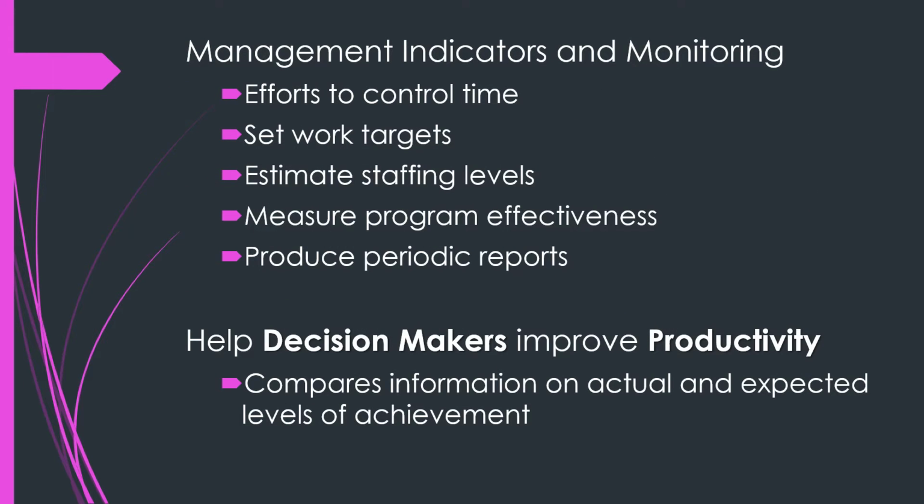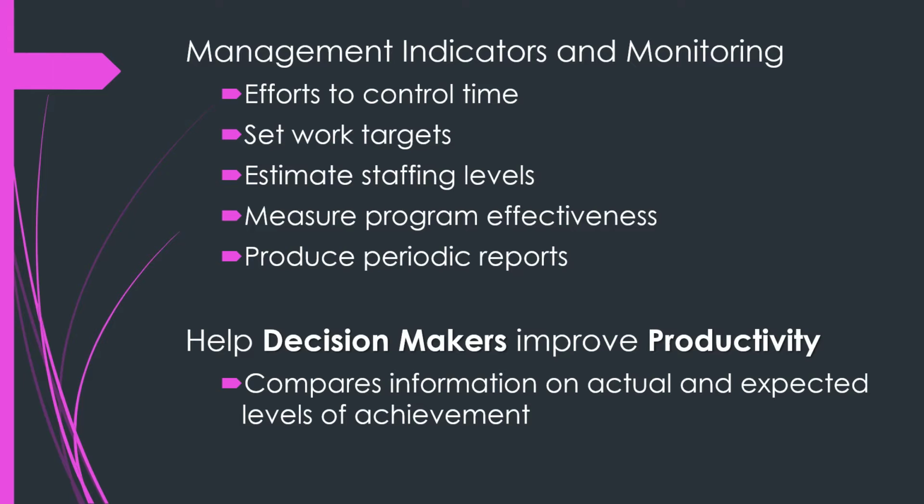Then we can look at management indicators and monitoring. So overall, there's a few things we can do as a manager. We can control time. And this really means how much time do we spend on certain things? How much time do we spend in the planning process, on maintenance, or whatever it may be? You really want to make sure that you're utilizing the time the best way possible. We can set work targets. This is what we want to accomplish.